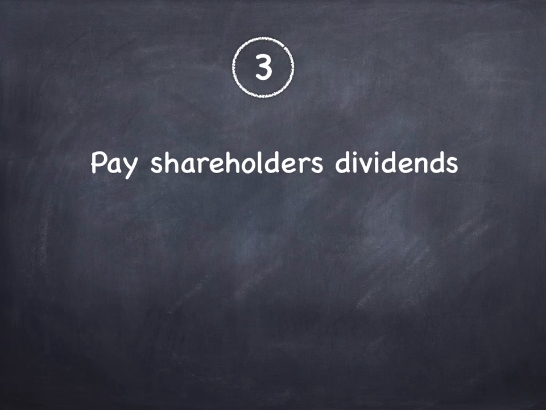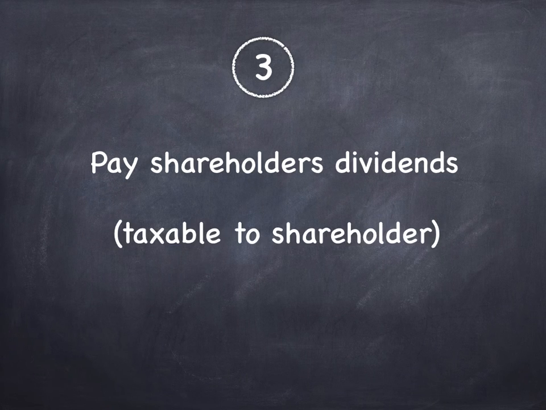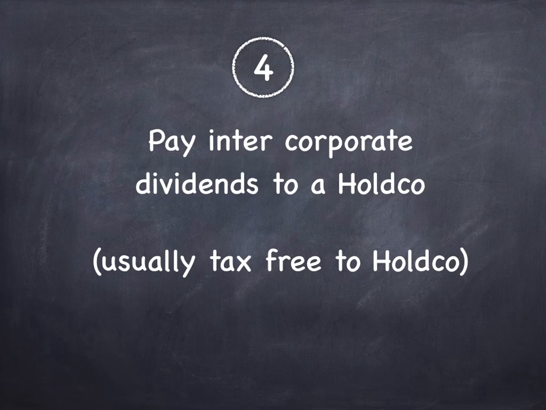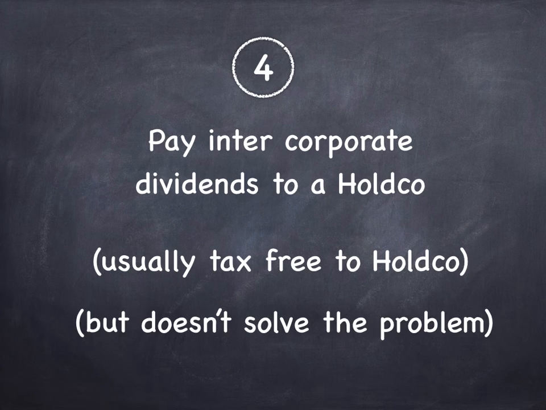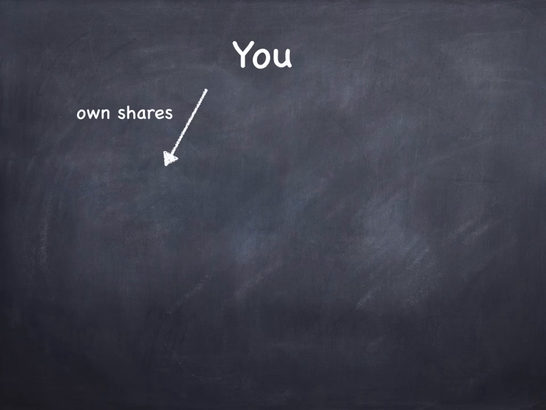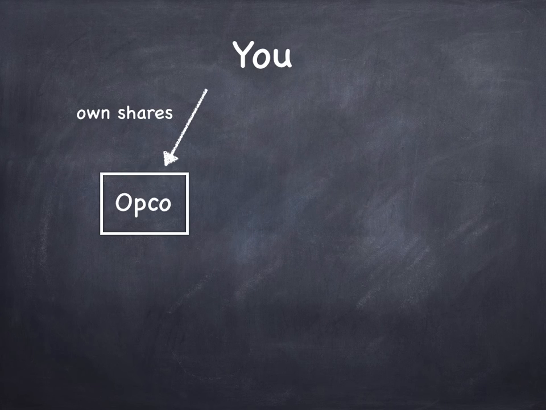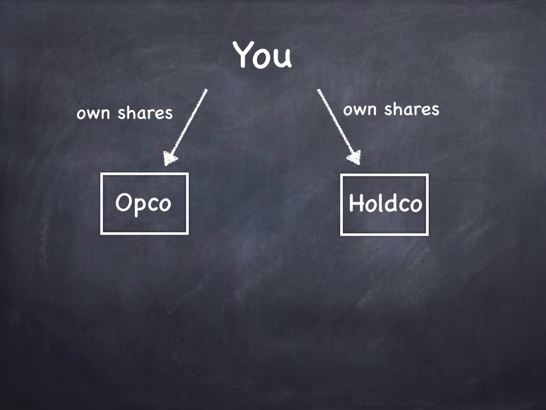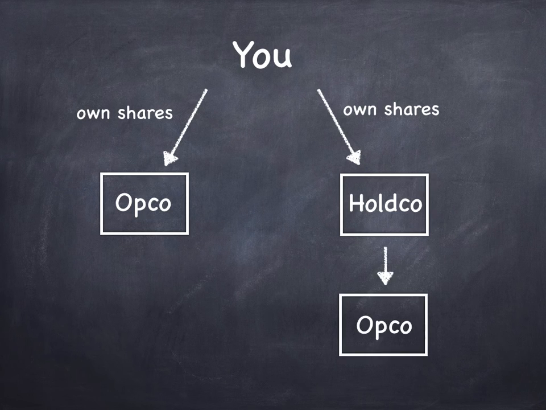Pay shareholder dividends. If we have excess cash, we could pay it up to the shareholders. The only problem is that's taxable in the hands of the shareholders. If we had a Holdco structure, we could pay an intercorporate dividend to the Holdco. It's usually tax-free to a Holdco. But that doesn't necessarily solve the problem. Let's look at the OpCo-Holdco structure. If you own shares in the operating company directly, or if you own shares in an operating company through a Holdco, let's look at the 2 different scenarios.